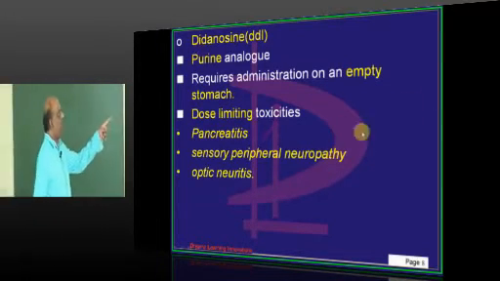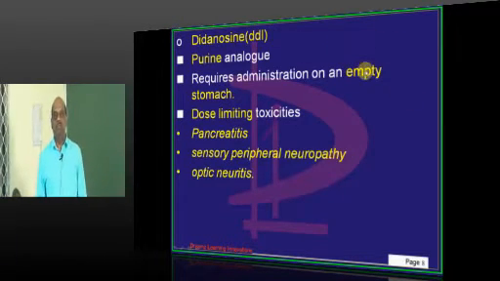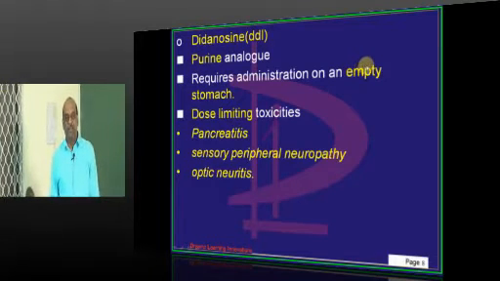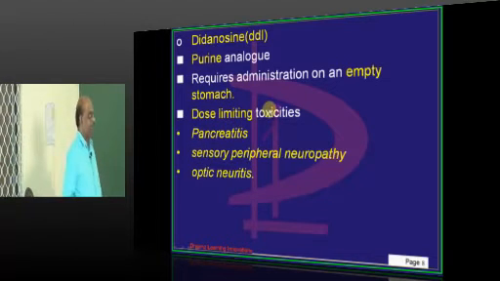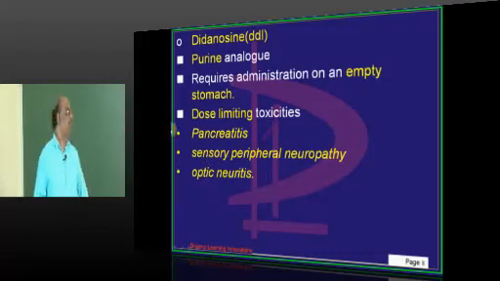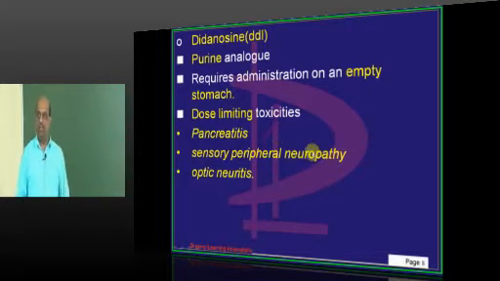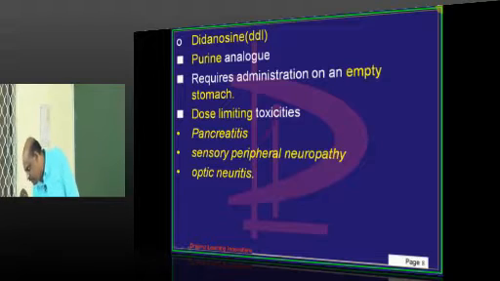So it is a purine analog. But to take didanosine, what is common between taking didanosine and thyroxine tablets? Both should be taken on an empty stomach. So that's a problem. And what are the dose limiting toxicities of didanosine? One of the favorite MCQs of the examiner.